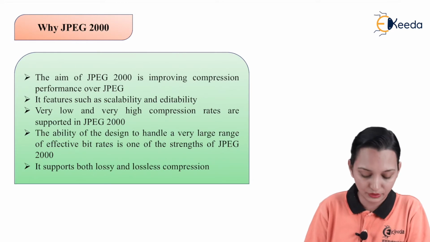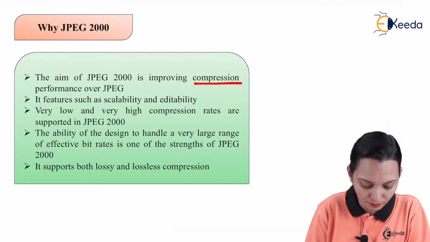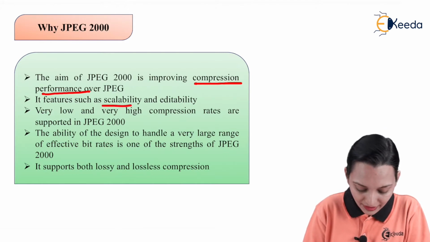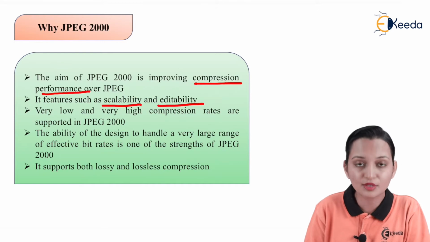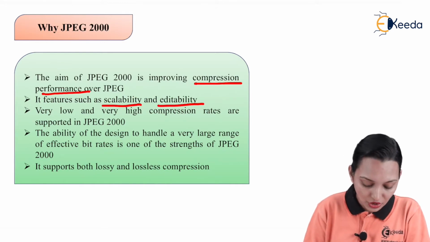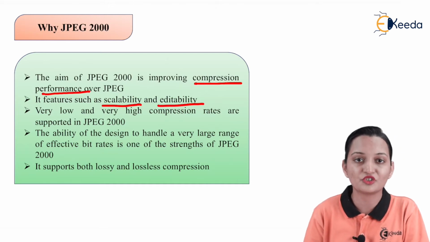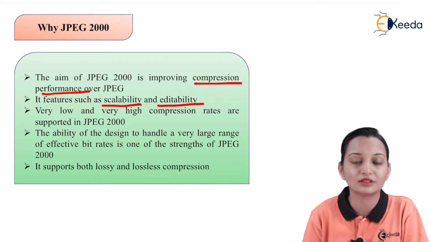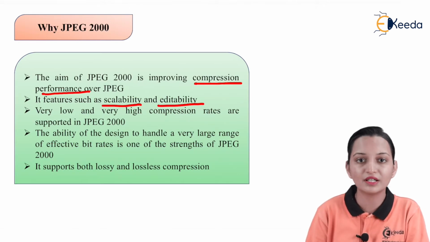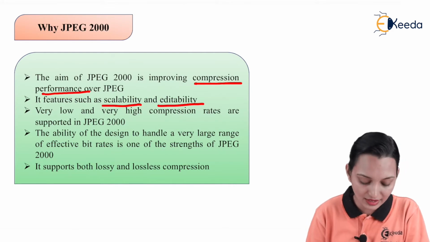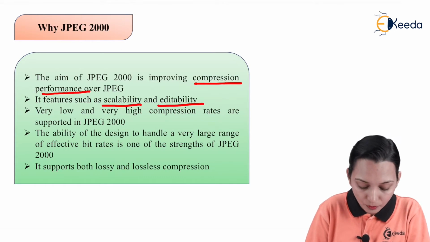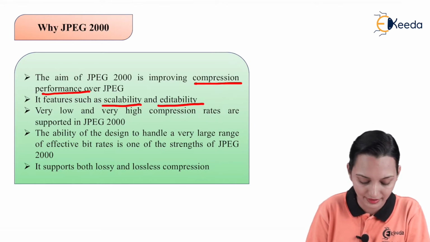The aim of JPEG 2000 is improving the compression performance over JPEG. It features scalability and editability. These two terms are related to each other. Scalability means JPEG 2000 is able to change the scale or adapt to a change in the scale. That means a change in the bits of the given data value, or it is useful for editing purposes also. So this is nothing but improving the scalability as well as editability.